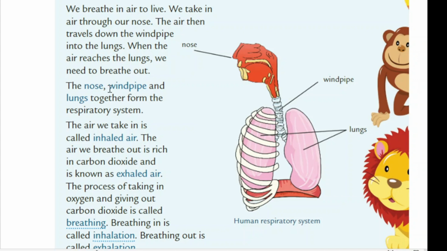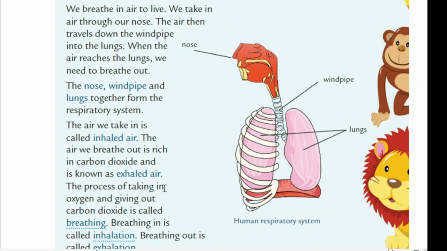So what are the parts of our respiratory system? Nose, windpipe and lungs together. There are two kinds of air, inhaled air and exhaled air. The air that we take inside is inhaled air, and the air that comes out of our nose is exhaled air. Whenever we take the air inside, we take the oxygen inside, and when we give out the air, we leave the carbon dioxide.